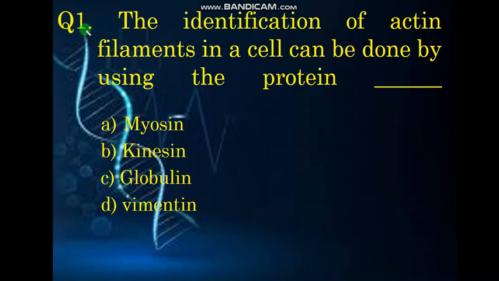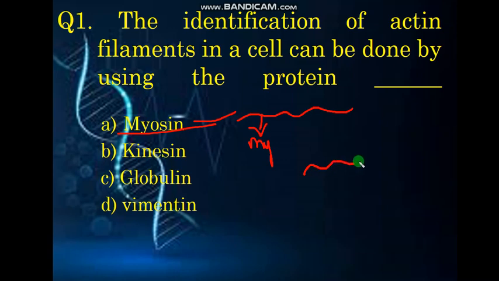Coming to the first question, the identification of actin filaments in a cell can be done by using the protein. Which protein here? Option A, myosin. Option B, kinases. Option C, globulin. Option D, vimentin. And the correct answer is myosin. Coming to the actin filament, the protein involved here is myosin.